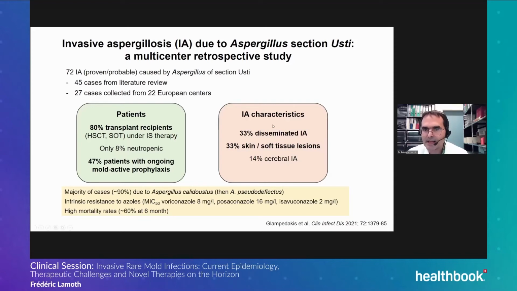And you see that this type of aspergillosis shares the characteristics of these rare molds that we have seen before: high propensity for dissemination, 32%, and in one third of cases, skin and soft tissue lesions like we have in our case, and up to 40% also brain involvement. The majority of cases are due to calidoustus, which is one of the unique species which is thermotolerant. And not surprisingly, this Aspergillus species has intrinsic resistance to azoles, mainly voriconazole and posaconazole, the reason why they cause breakthrough infections. Mortality rates are particularly high among these patients. So again, a type of Aspergillus which has the same characteristics as these rare molds we have outlined before.